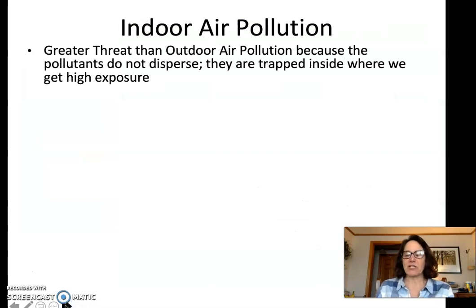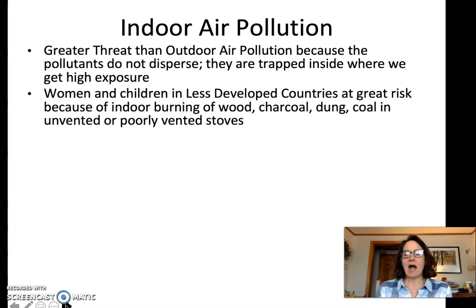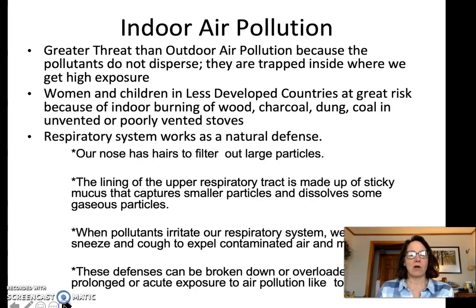So indoor air pollution, it's actually a greater threat than outdoor pollution is, in terms of human health. Obviously we don't have ecosystem impacts here, but those air pollutants get trapped in high concentration inside, and we get a high dose or exposure of them. Women and children in less developed countries are really at great risk because they spend a lot of their time working over an indoor or a poorly vented stove that might burn wood or charcoal or dung or coal.